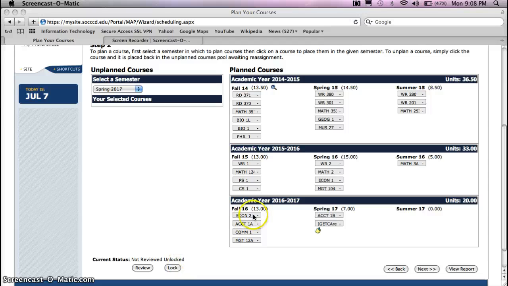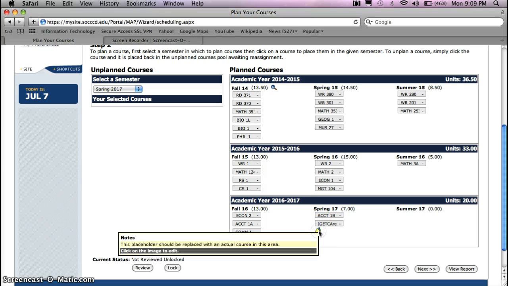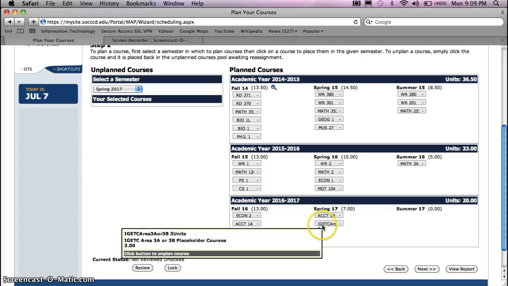Moving right along here, in fall 2016, we selected Economics 2, Accounting 1A, Communications 1, and Management 12A. As you see, we don't have any more courses that are unplanned. Spring 17, we took Accounting 1B, and then we also had a placeholder here for another course that we needed to fulfill. Remember, the placeholders you can use when you're not sure of what class you want to take in a certain area. In this case, that was for area 3A or 3B when we were looking at an additional course that we needed to take there.